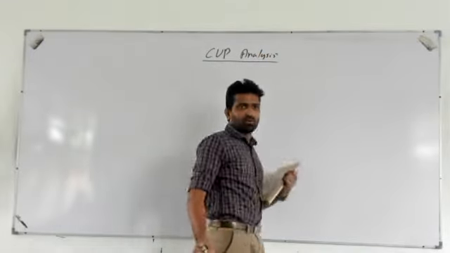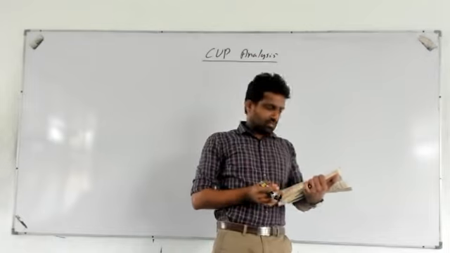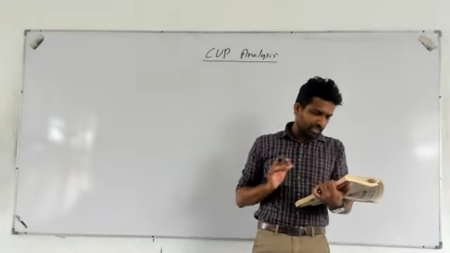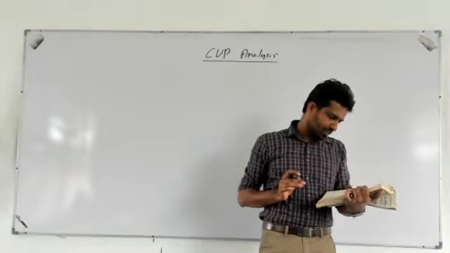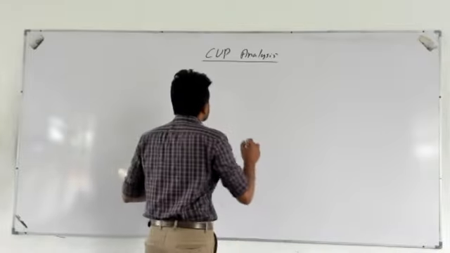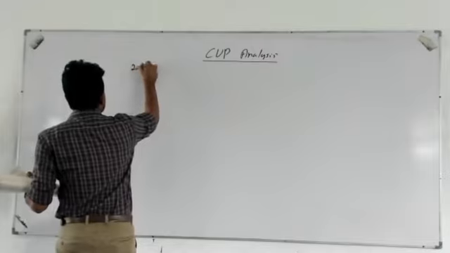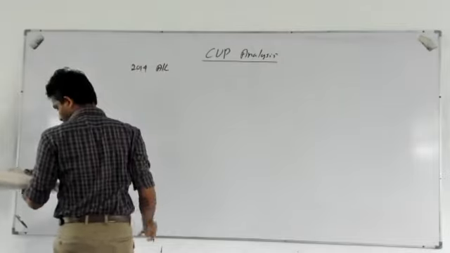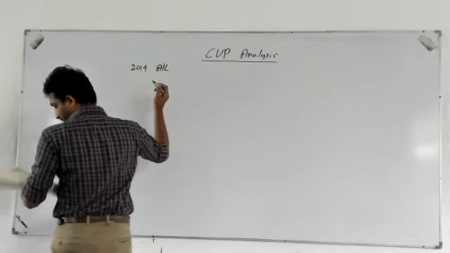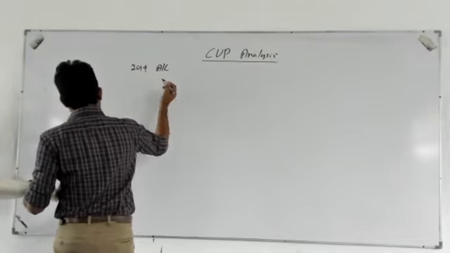CVP analysis we have already done. Then we are doing some. I asked you to do these past papers. Then we'll check the answers. This is 2014, the 2014 advanced level CVP question. This was tested as part B of question 5.